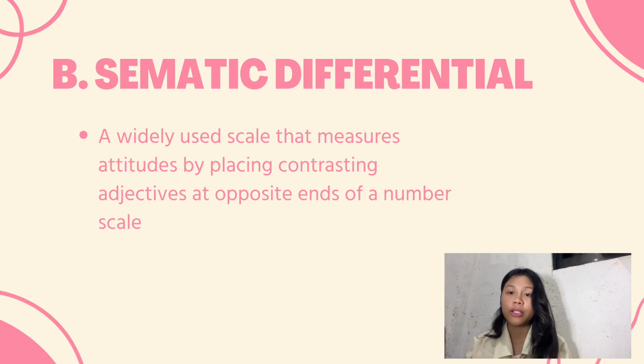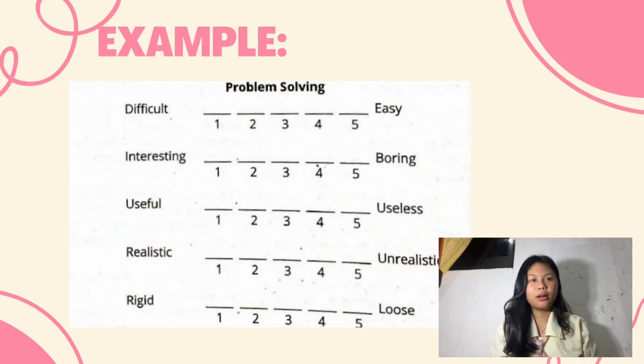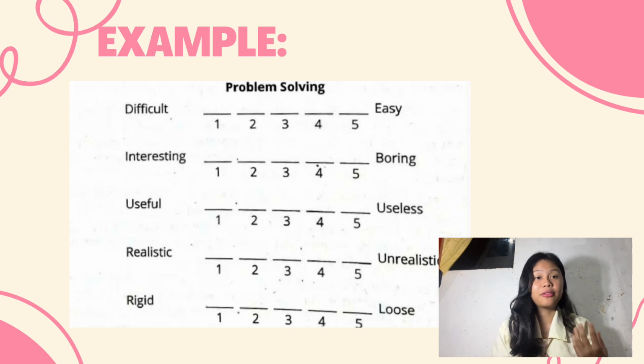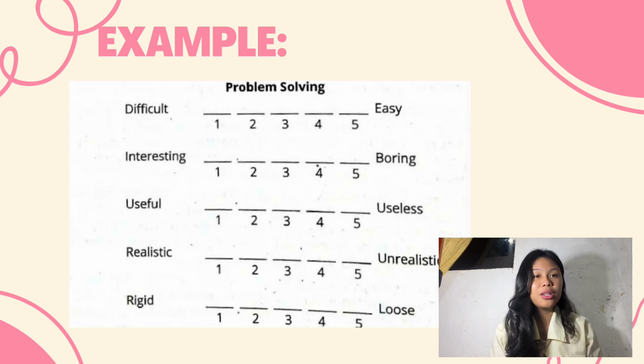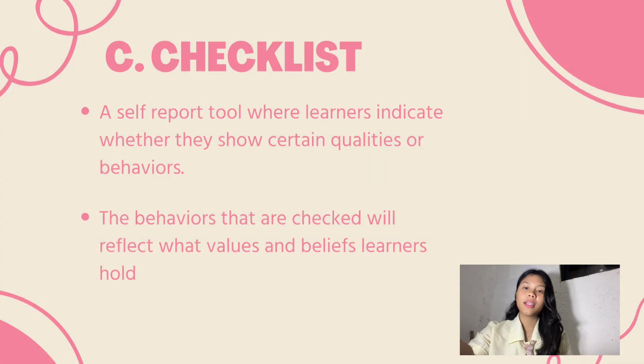Through this method, we can better understand people's feelings, especially students', their opinions and perceptions in a clear and organized way. Here we have an example of a semantic differential about problem solving. The two contrasting adjectives are difficult and easy, interesting and boring, useful and useless, realistic and unrealistic.